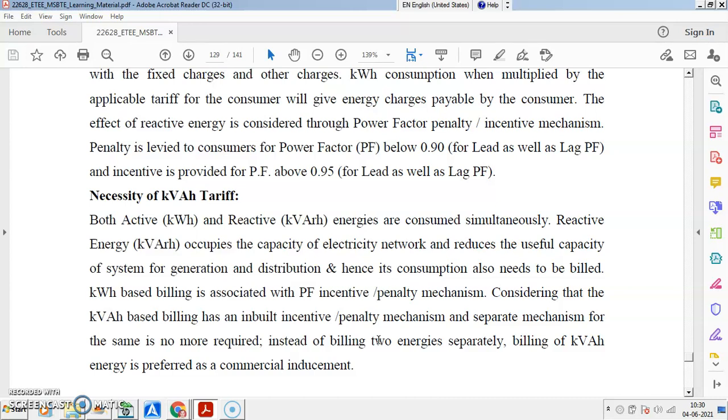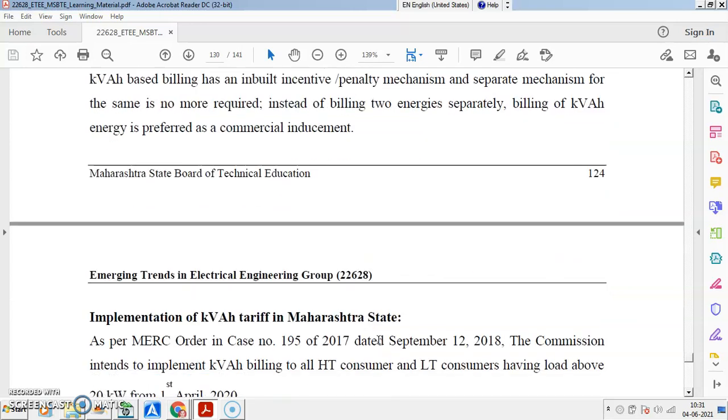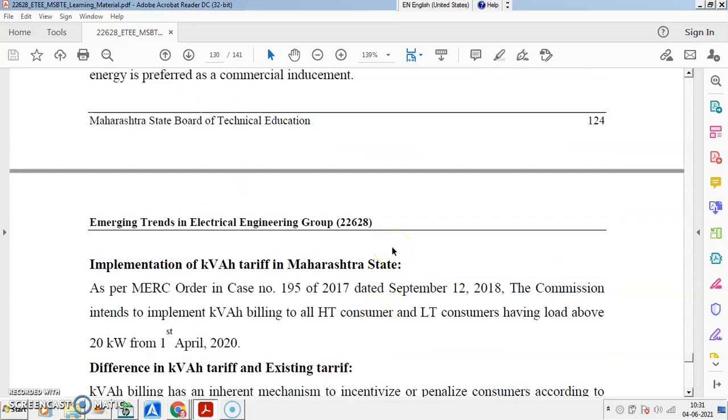So kWh billing is associated with a power factor incentive and penalty mechanism. But considering kVA billing, there is no requirement of a separate incentive or penalty mechanism for power factor, because kVAh or kVA itself is a vector sum of reactive and active power. So you do not require a separate penalty provision or a separate power factor incentive provision.